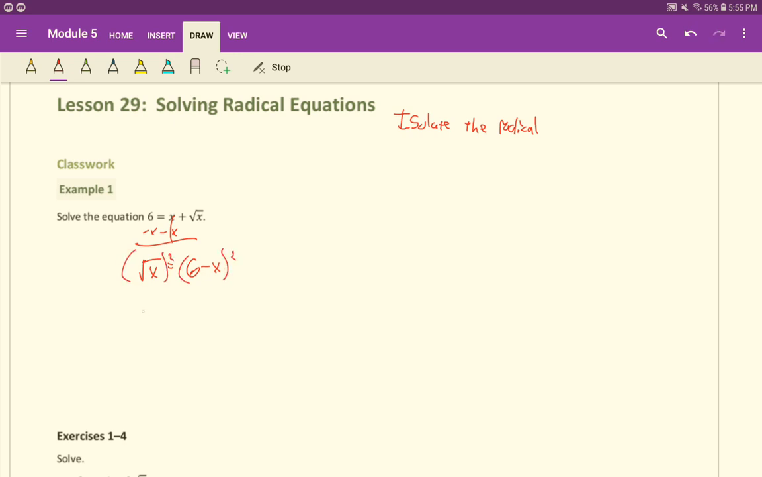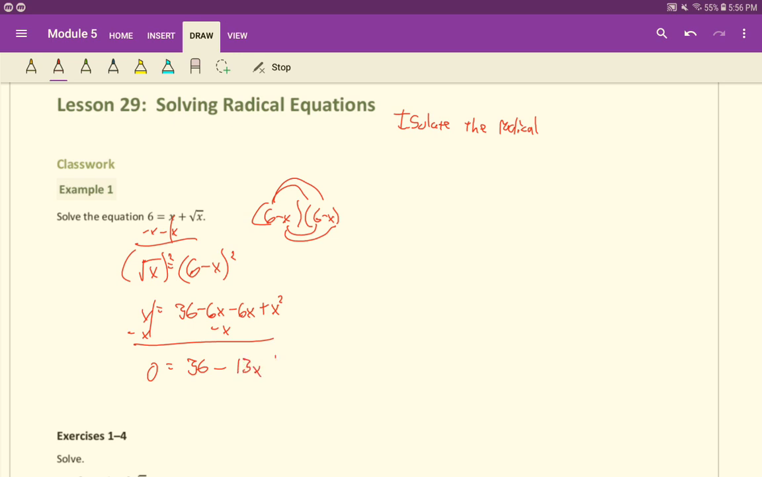Square both sides, right? So left with x here, and then when we do 6 minus x, we're going to have to really remember that's 6 minus x times 6 minus x. And so we'll have to multiply that all out. 6 times 6, 6 times minus x. So it'll be 36 minus 6x minus x times 6 minus another 6x minus x times minus x plus x squared. Okay, subtract the x from both sides. You get 0 equals 36 minus 13x plus x squared. Or, put the more traditional way, x squared minus 13x plus 36.